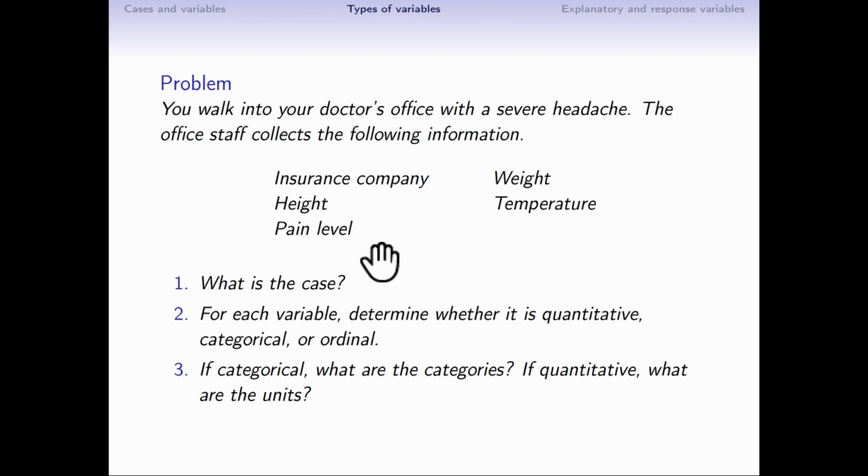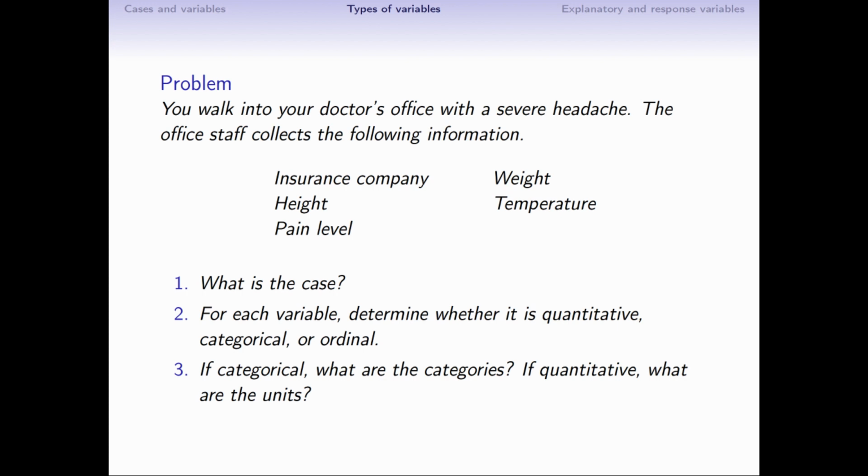And finally, your pain level. If we think about this, if you've ever experienced this kind of question, they might give you a scale from 1 to 5 or from 1 to 10, where 1 usually represents very, very mild pain, and 5 or 10, depending upon what the upper level is, will be in incredible excruciating pain.